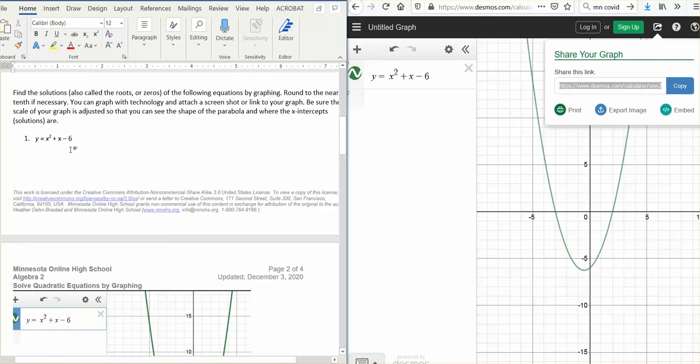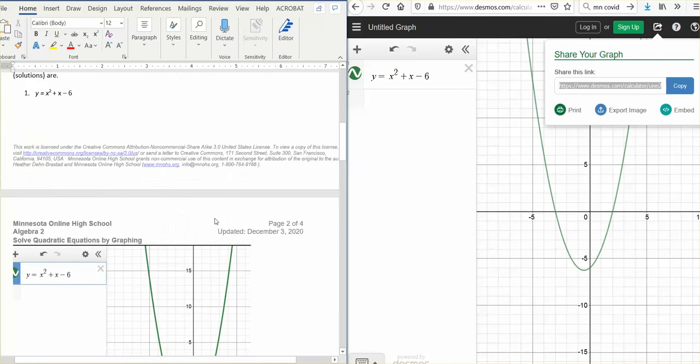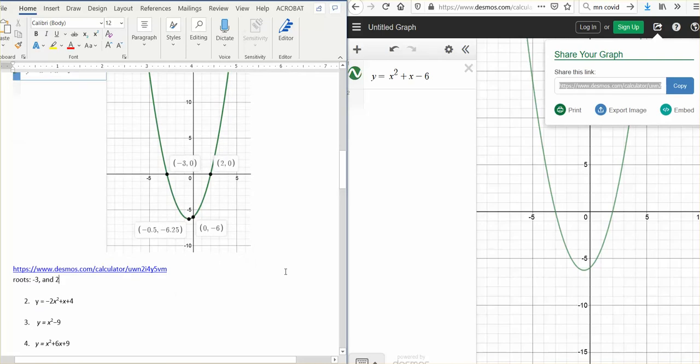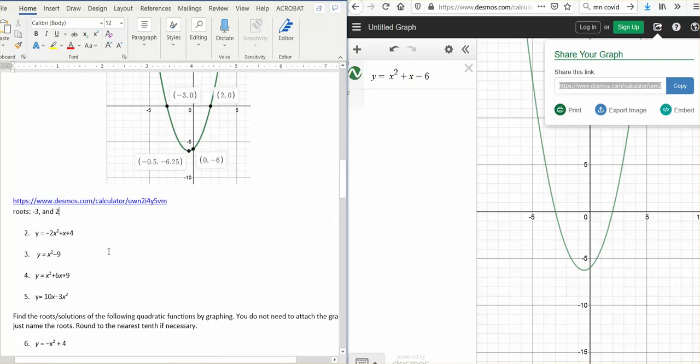Now, I didn't actually answer the question. The graph is great. I have to attach the graph, but I also have to answer the question, where are the roots or the solutions to this quadratic equation? And the answer to this would be -3 and 2, because it crosses the x-axis at -3, and at 2. If you want to put the coordinate points, -3, 0, and 2, 0, that's fine too. Either way is fine. And then when you move on to the next one, you will do this the same way.